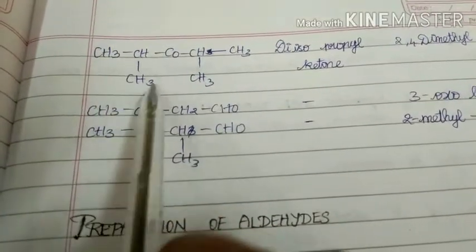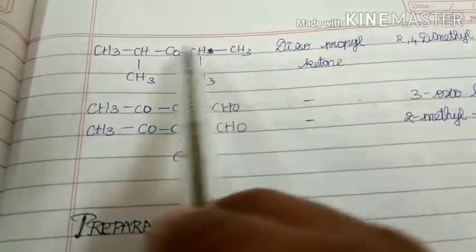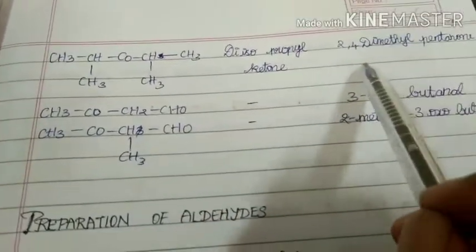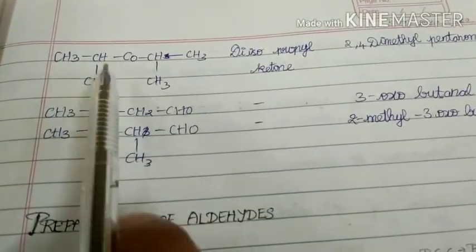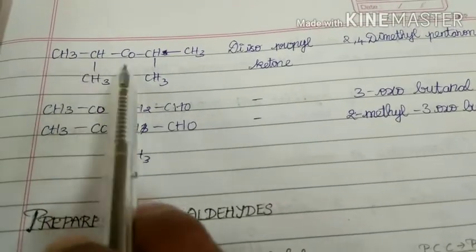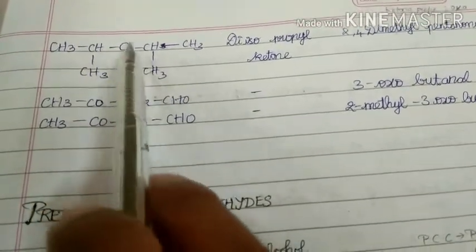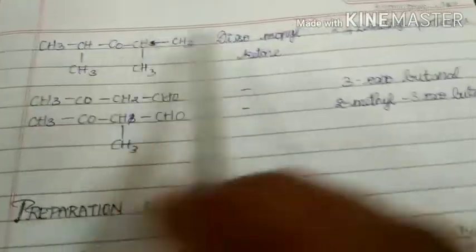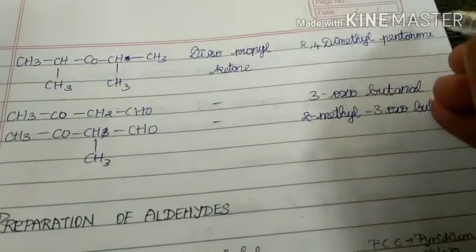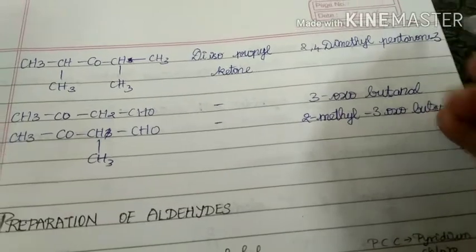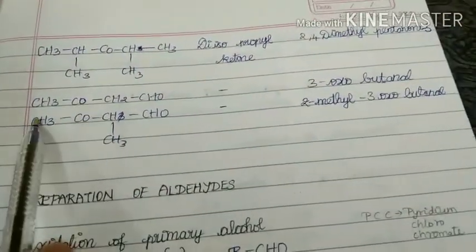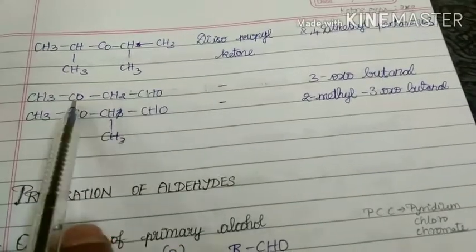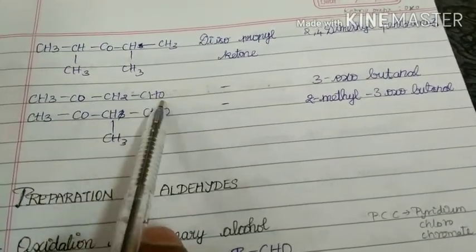Next, some more examples. See, this is an isopropyl group. This is also an isopropyl group. So diisopropyl ketone, that is the common name. Then what about the IUPAC name? If you give number from either side, this carbonyl group gets the third position. So 2,4-dimethyl 3-pentanone. 2,4-dimethyl 3-pentanone.